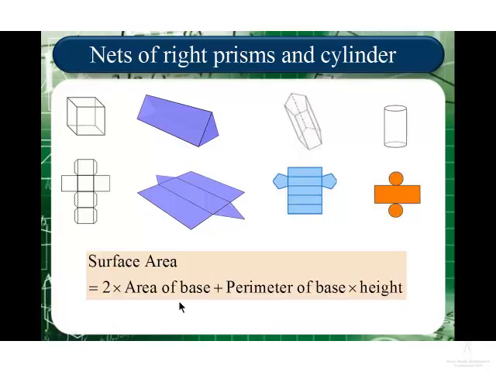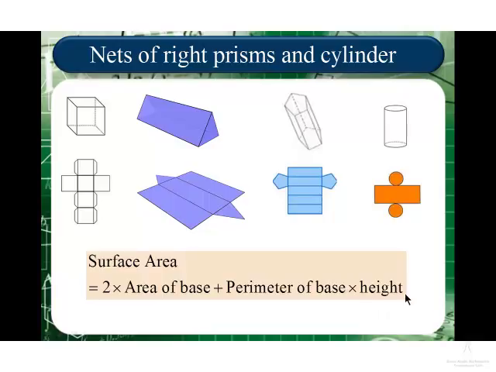So in all cases, the total outer surface area of such a right prism as well as the cylinder will be 2 times the area of the base plus the perimeter of the base times the height, which will give us the area in total of the sides which are perpendicular with respect to the base as well as the top. So note, the total outer surface area of a right prism or a cylinder will be given by this particular formula, and that is what we will consider in special cases in the next slides.